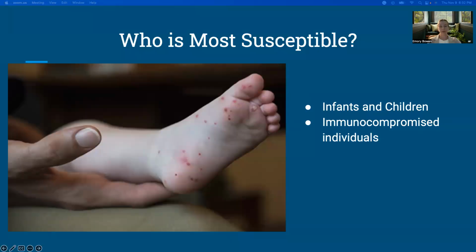Who is most susceptible? It most commonly affects infants and children. There was actually a surveillance study from outbreaks in China that showed that 90% of cases were children 5 or under. It can also affect people who are immunocompromised. That is not to say that it won't affect individuals with intact immune systems, but they're definitely less susceptible.